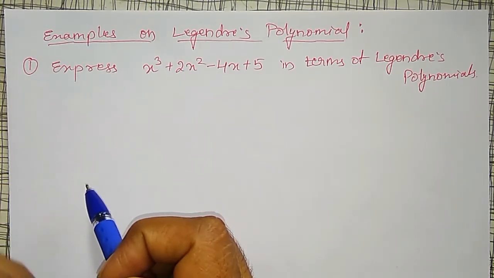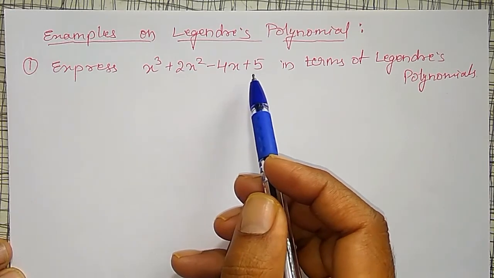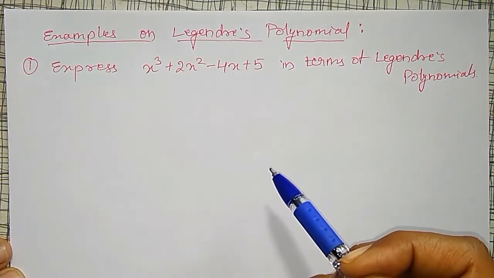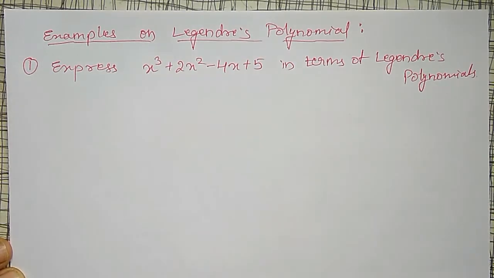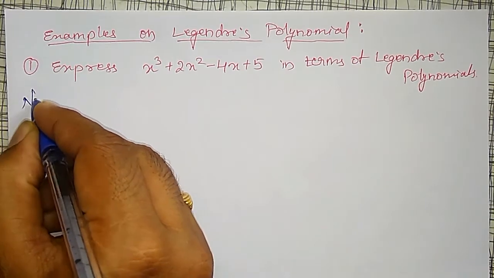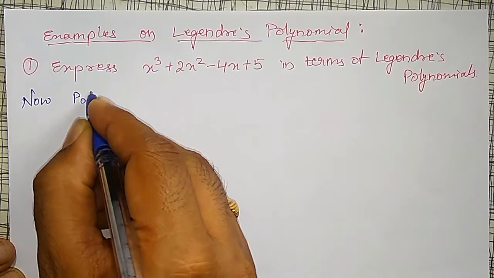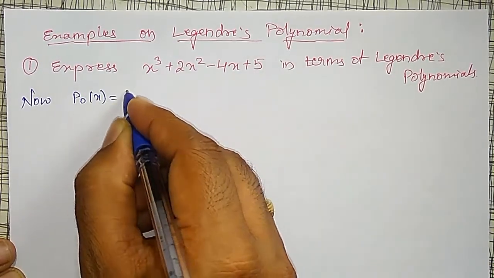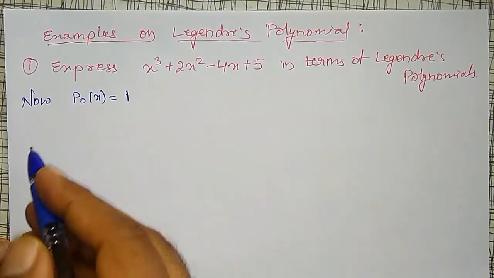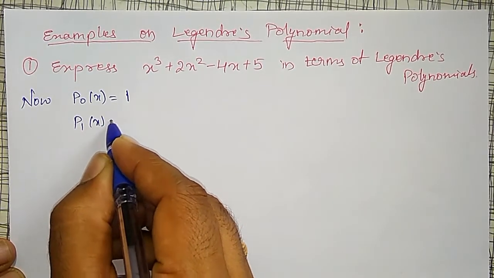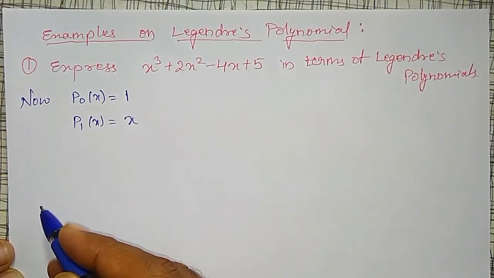Example on Legendre's polynomials: express x cube plus 2x square minus 4x plus 5 in terms of Legendre's polynomials. That means in terms of P0 of x, P1 of x, P3 of x and so on. Now, I have P0 of x equal to 1. Therefore, 1 I can write as P0 of x. No problem. Like that, P1 of x is equal to x. Therefore, whenever x is there, x can be replaced by P1 of x.